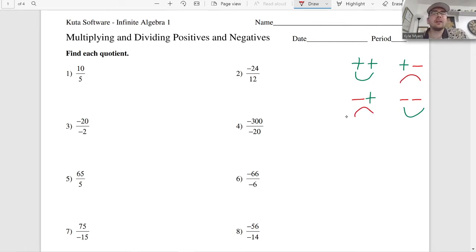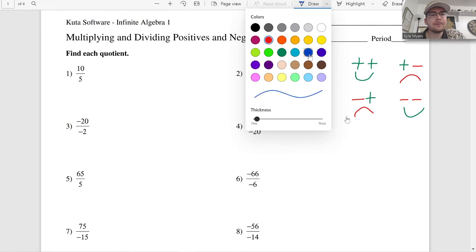So if I have a number divided by another number, if they're both positive, it'll be positive. If they're both negative, it'll be positive as well. If the signs are the same, it's going to be positive. If the signs are different, it's going to be negative. So let's go ahead and start.